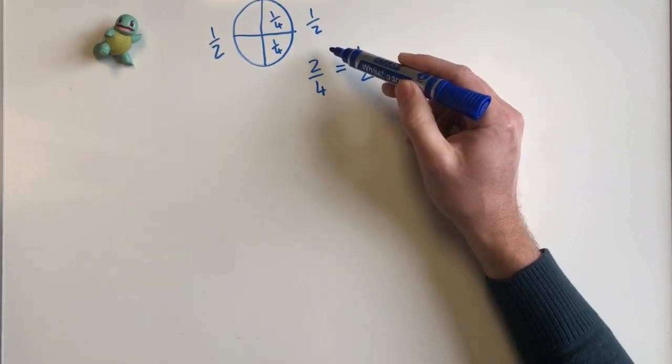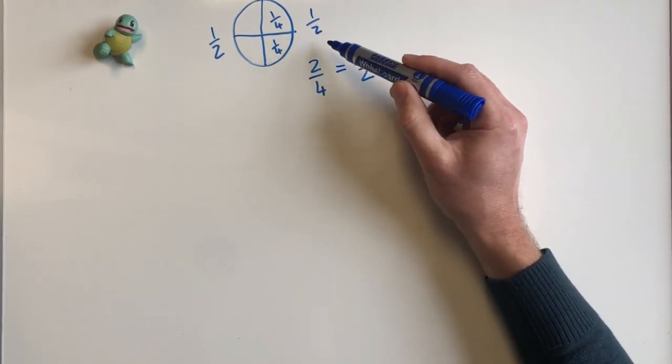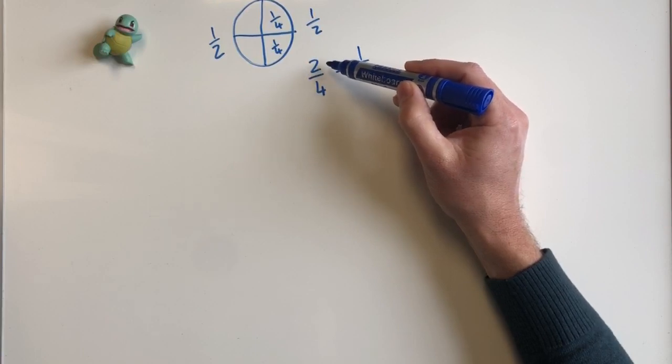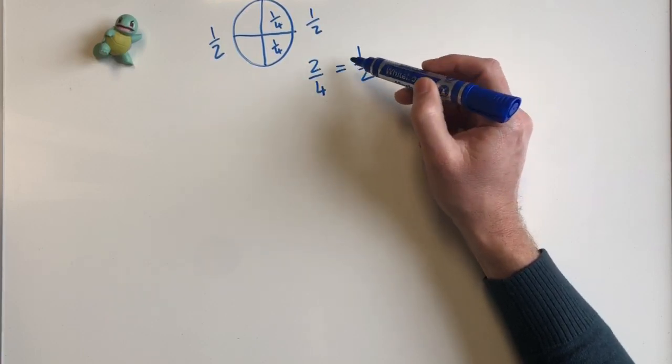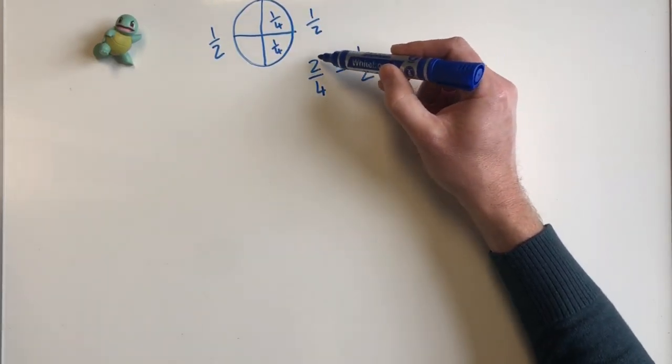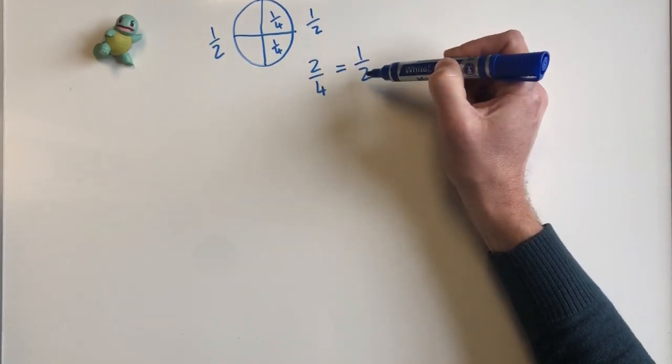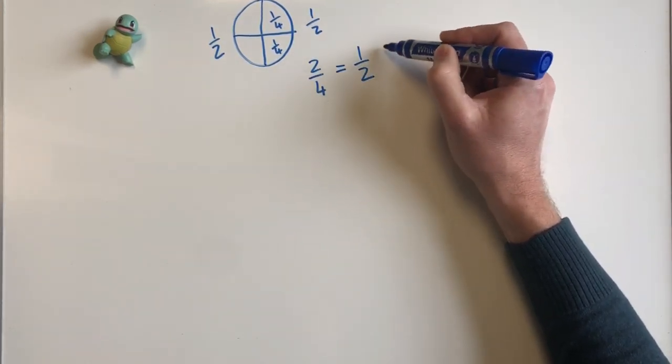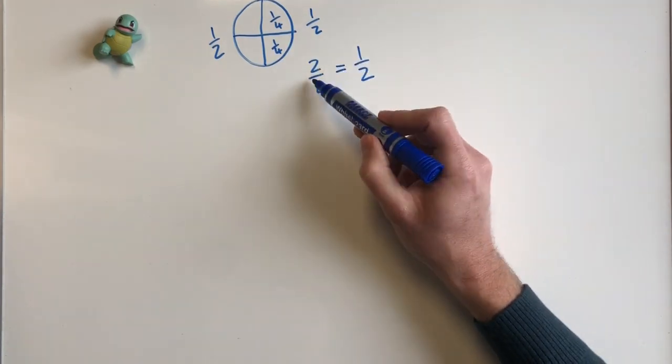So we would never really talk about, if you ate a pizza, you'd never tell someone, oh look, yesterday I ate 2 quarters of a pizza. You'd say a half. So we usually talk about fractions in the simplest form. But how do we go from the one to the other?